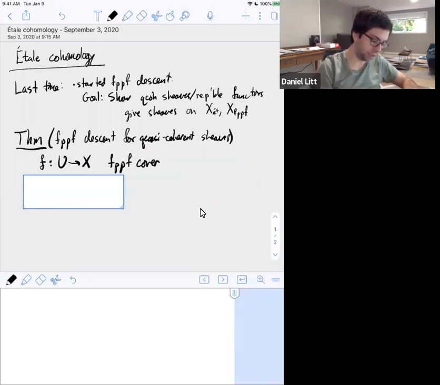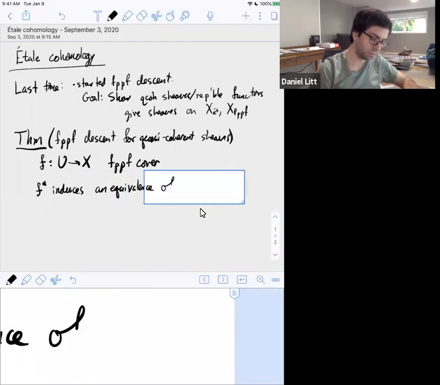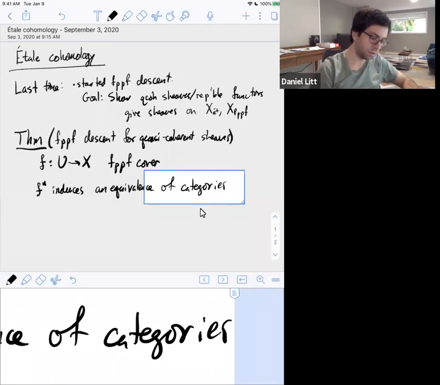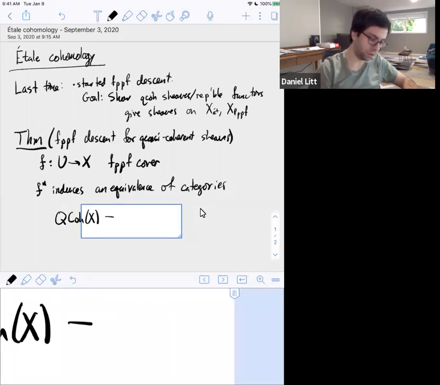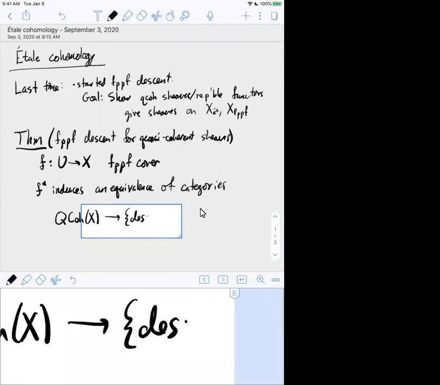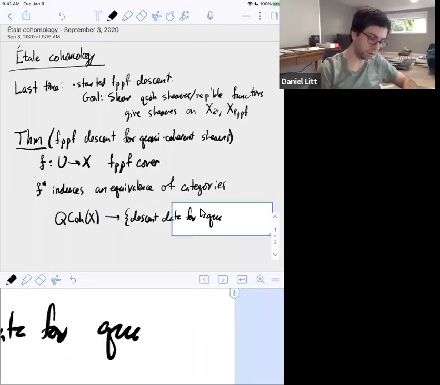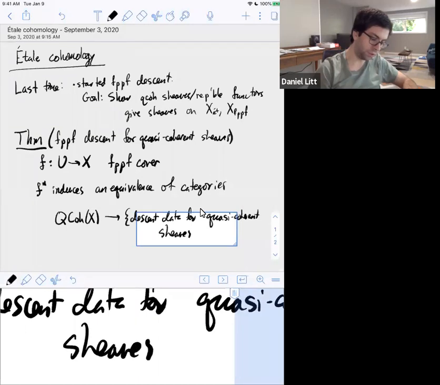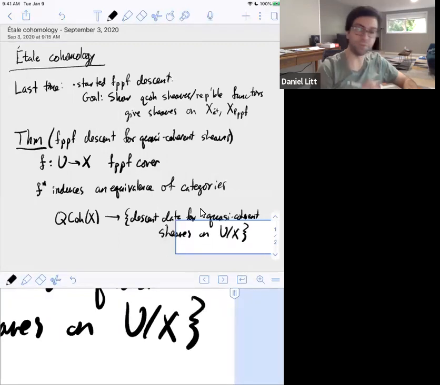Then the theorem was that f star, the pullback, induces an equivalence of categories from quasi-coherent sheaves on X to descent data for quasi-coherent sheaves relative to U over X. So maybe I'll verbally remind you what that is.